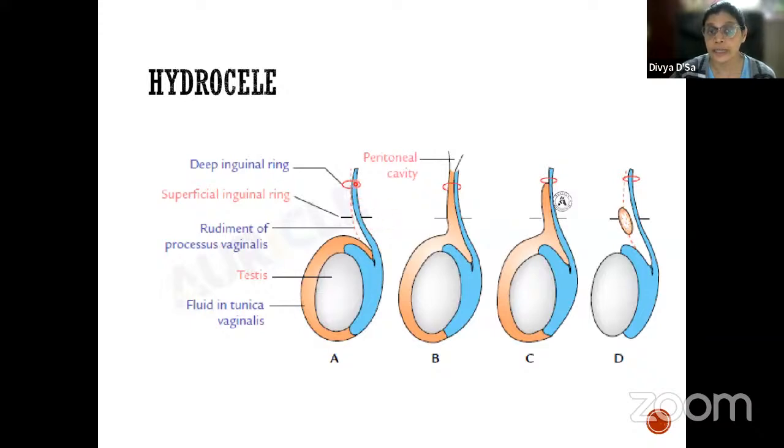Sometimes, because of this patent processus vaginalis, even the abdominal contents, basically the intestines, can come down through this inguinal canal, and that we call the inguinal hernia. Usually the inguinal hernia of the indirect kind happens this way. So indirect is congenital, basically because of this defect.